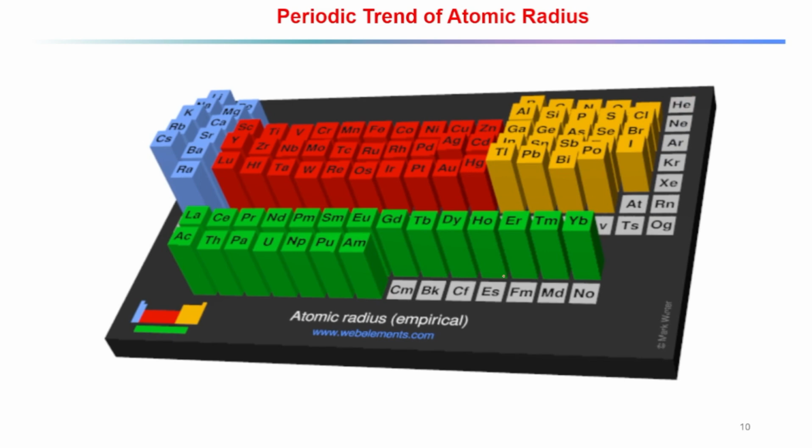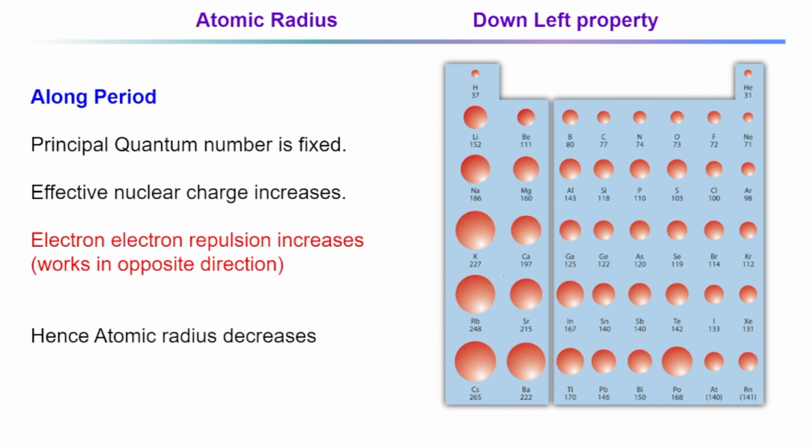So this is the 3D diagram which shows the atomic radius data of all the elements in the periodic table. Now let's see the trend. We will see it first for a long period. So what are the factors that work along a period? If we go from left to right, what are the factors there?